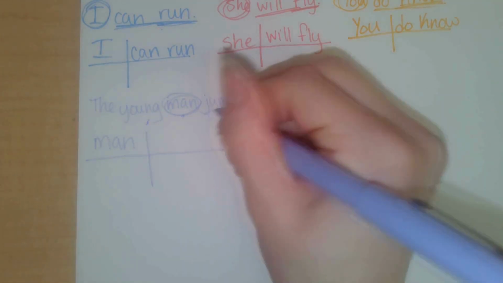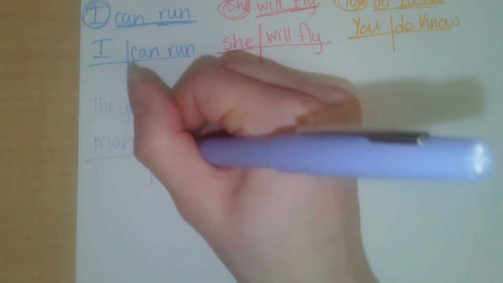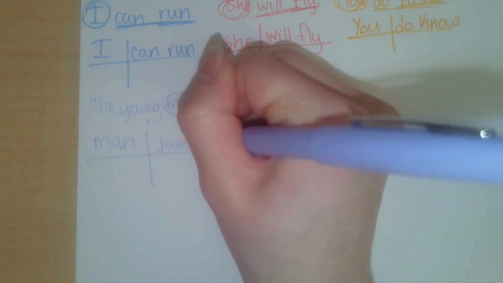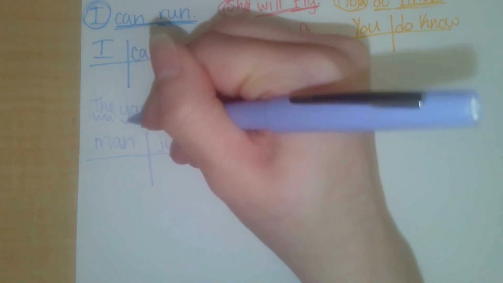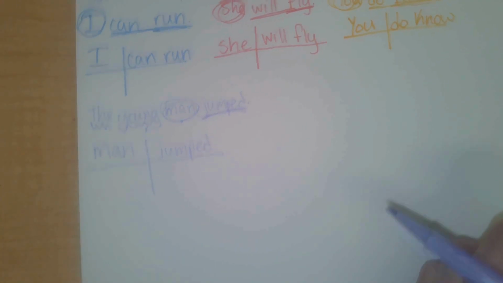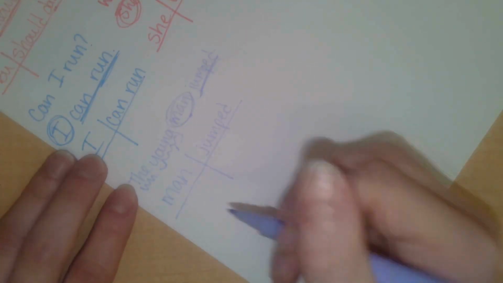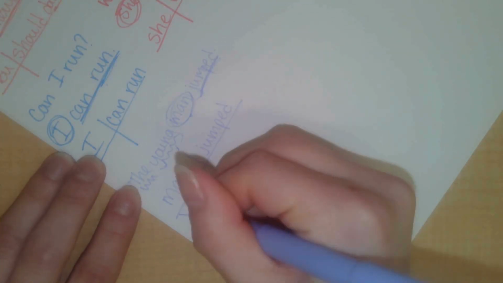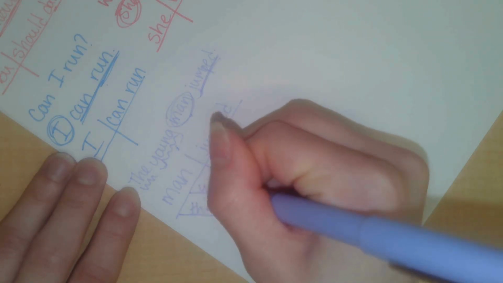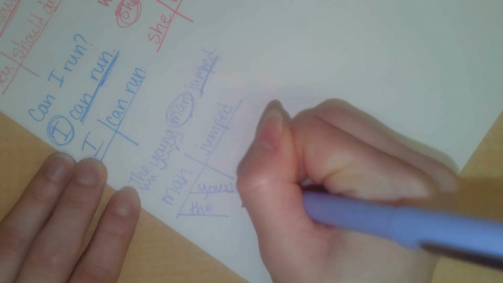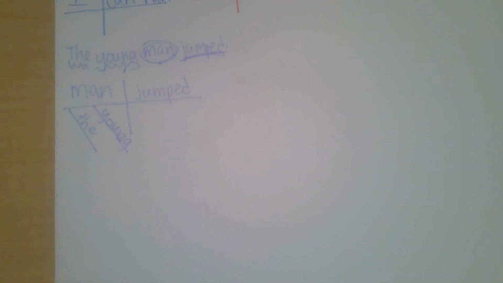Then, what did the man do? He jumped. That's our verb. And then we have two things describing the man, the and young. So we're going to kind of tilt our paper and draw some diagonal lines. You don't have to tilt your paper. That just makes it easier for me. But there we go. Our next example, my brown dog sleeps.